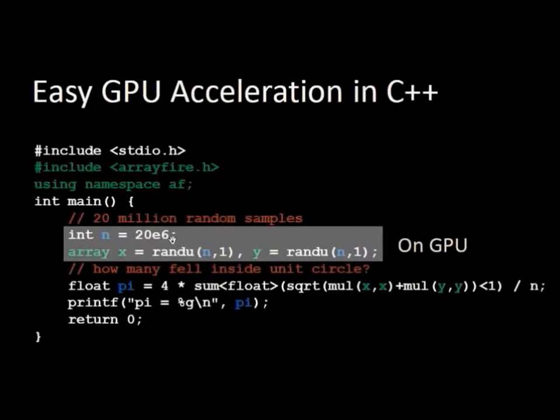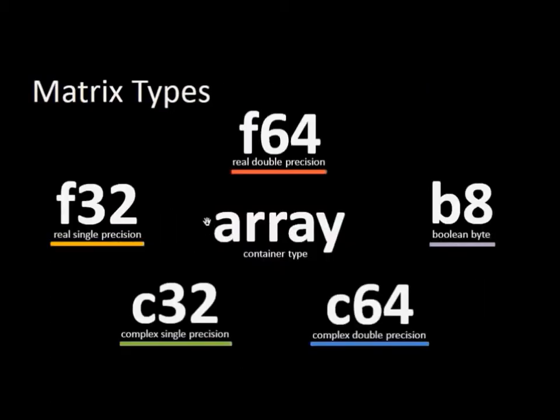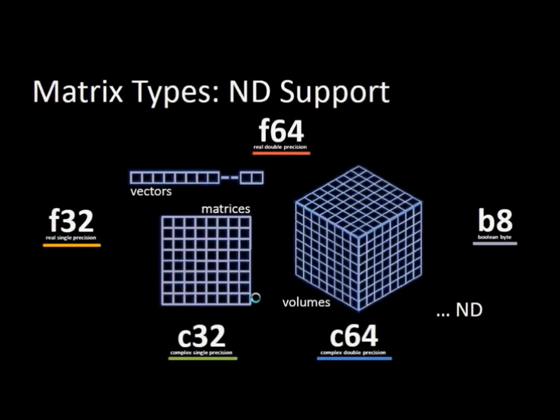And then once you're out on the GPU, you actually have several variants of the array container that you can define. You have real double precision, real single precision, Booleans, complex double and single precision are all available in these array containers. The array containers also support vectors, matrices, and volumes up to ND data type support to really make it as easy as possible to manipulate data on the GPU.